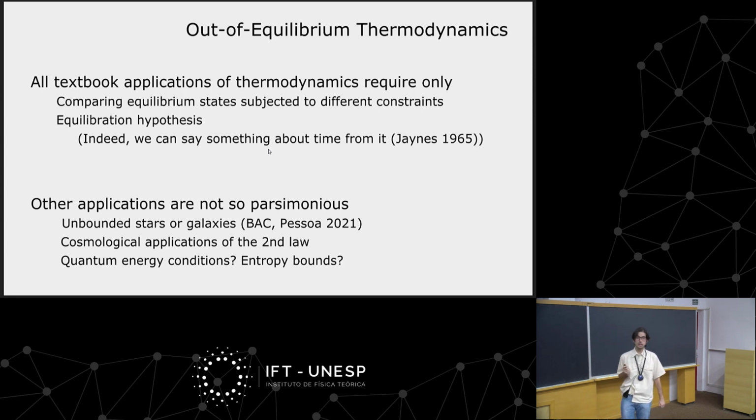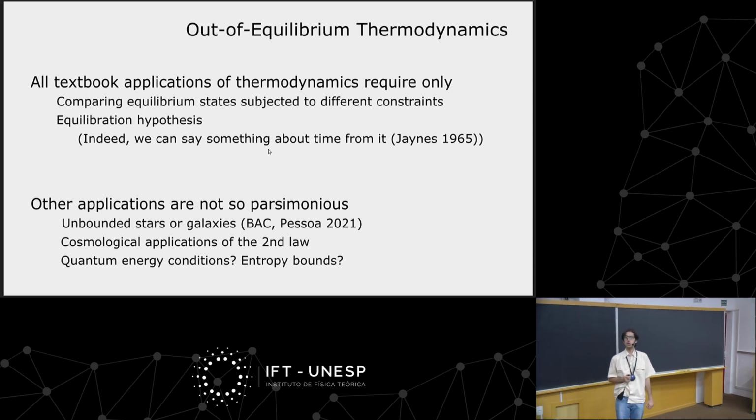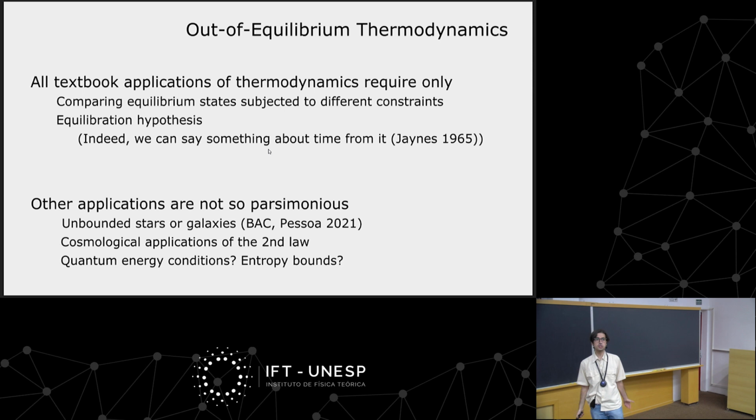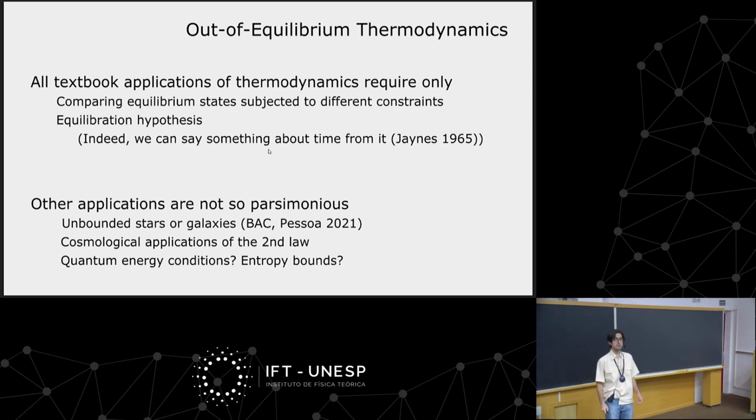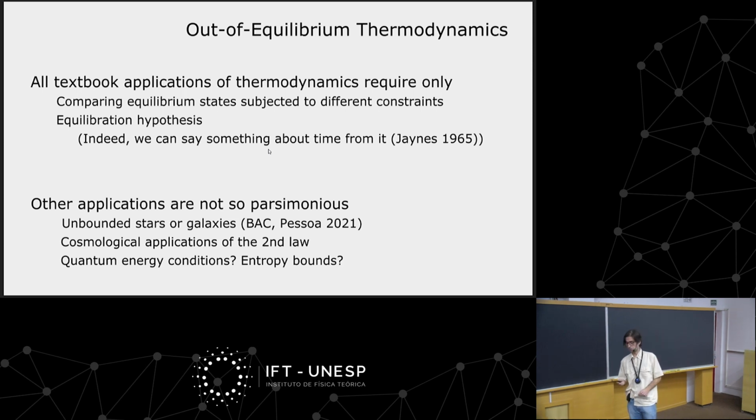I said in the beginning that one of the formulations of the second law of thermodynamics had to do with entropy increasing in time. But we all got our degrees in physics without ever applying that entropy grows in time. All we did was compare the values of entropies in different equilibrium situations set by different constraints, and rarely an equilibration hypothesis, like ergodicity, for example. That's all we need, just comparing between different states of equilibrium. But other applications are more interesting.